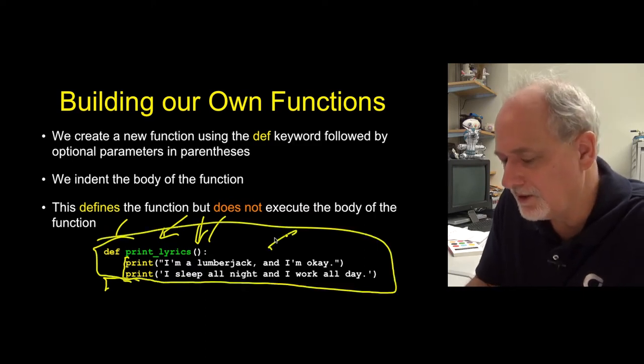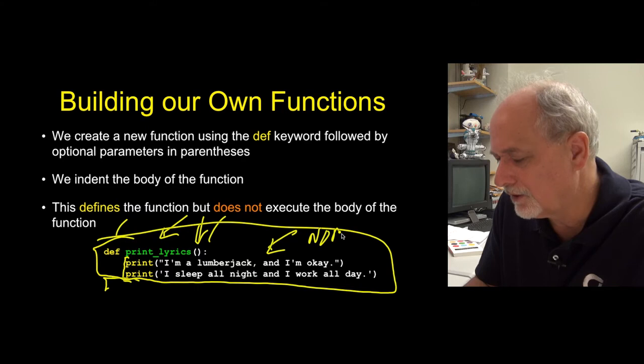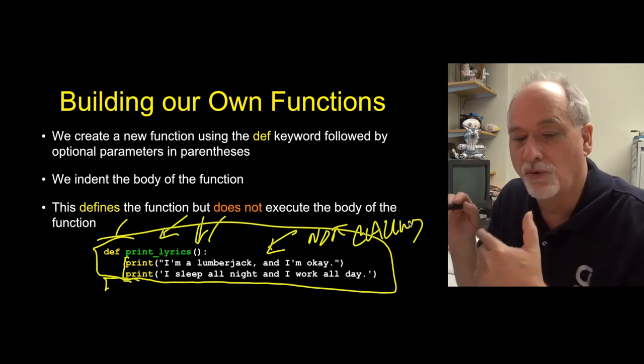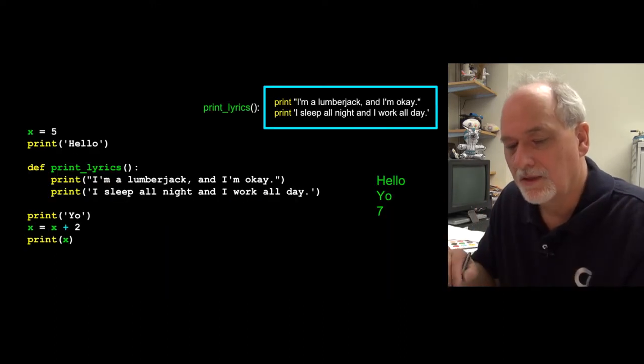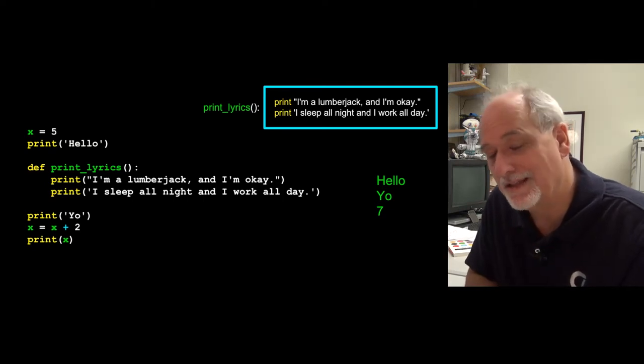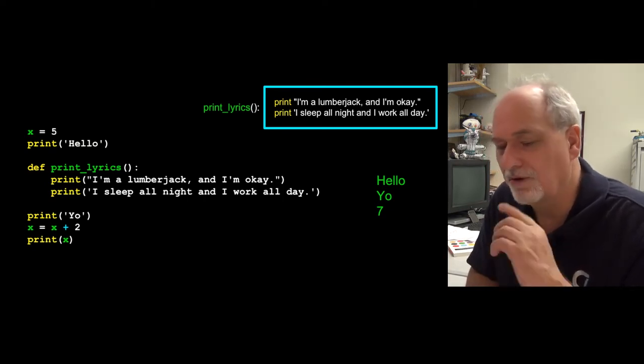The key thing here is this is not calling. It's not invoking. It's not executing. It's remembering. It's storing. It's figuring things out. So here is the output of a program that defines a function but then doesn't use it. So this is a sort of broken function.